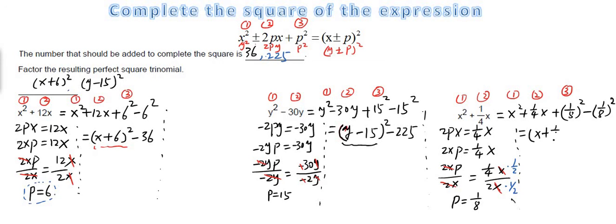So we can plug in x plus p, p is 1/8. And 1/8 squared should be 1/64. So the answer for the last example is 1/8 squared, which is 1/64, and the factor, the resulting perfect square trinomial, should be x plus 1/8 squared. That's it.